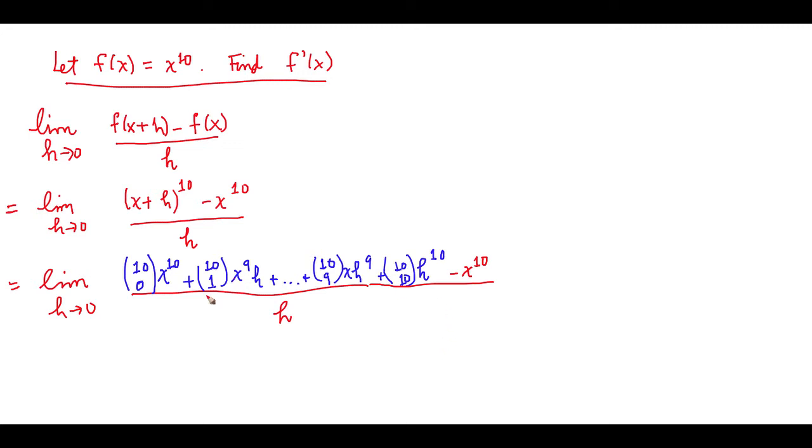Now, I don't know exactly what all the numbers are for 10 choose 2, 10 choose 3, and so on, but I do know a few things. 10 choose 0 is just 1, so that gives me x to the 10th. 10 choose 1 is just 10, so that gives me 10x to the 9th h, plus a lot of terms in here that I don't quite know until I get to the end. 10 choose 9 once again is 10, giving 10x h to the 9th. 10 choose 10 is just 1, giving h to the 10th. And then we still have this minus x to the 10th right here at the end.